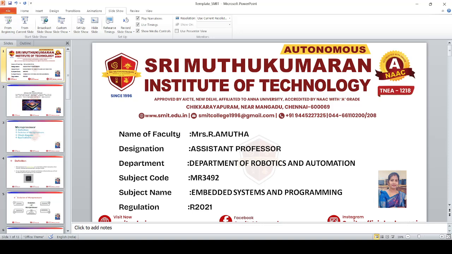Today I am going to take one topic from the subject of Embedded System and Programming. So first, before we go into the topic, we have to know what Embedded System and Programming is. First, what is an Embedded System?